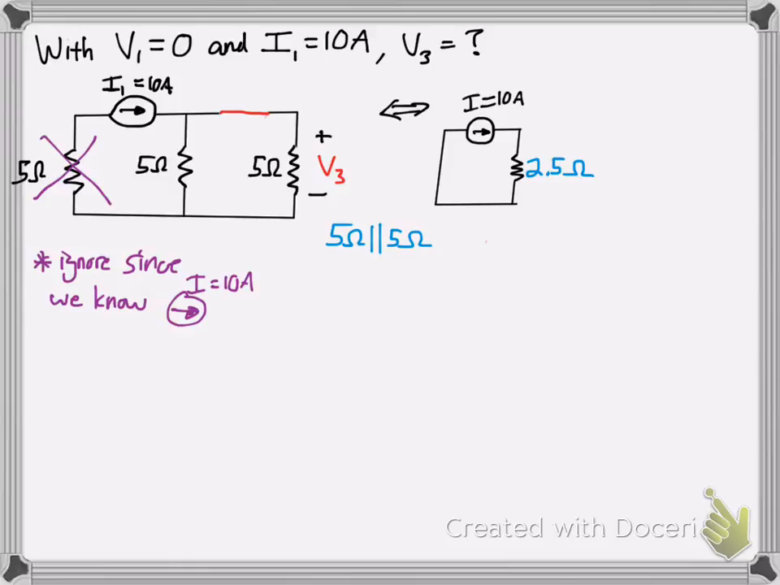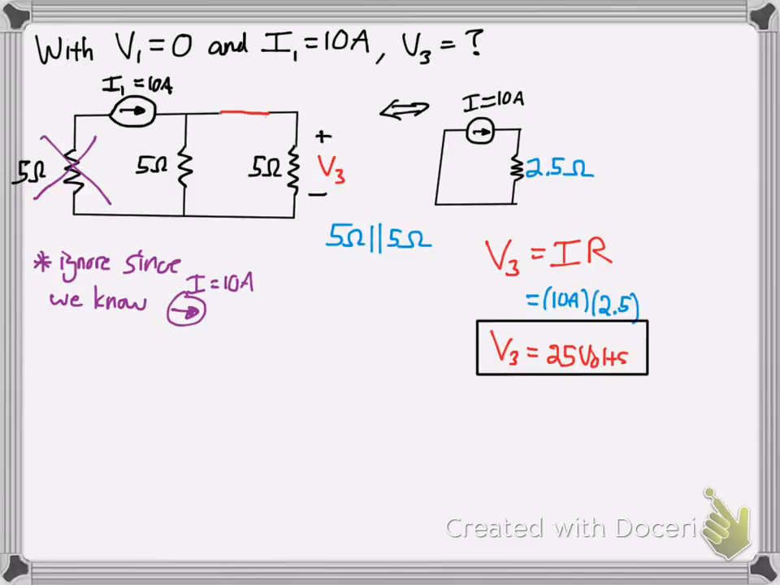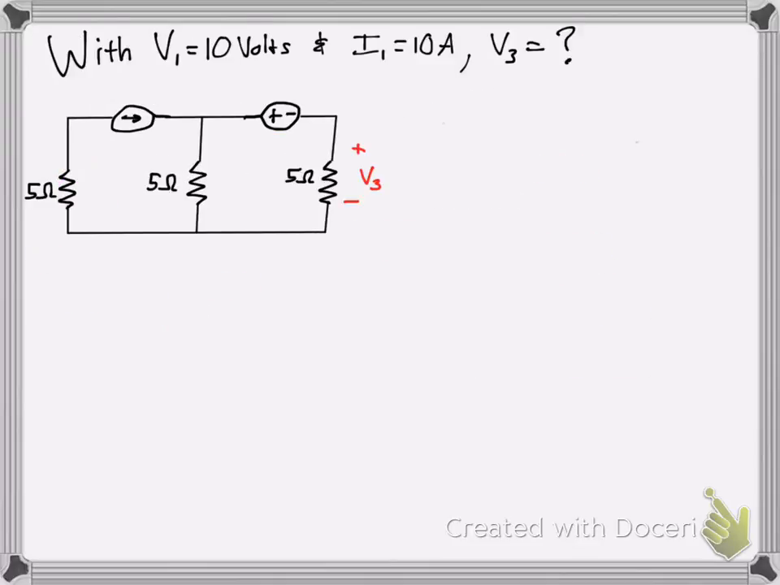So that's how we know what Req is, and we got our simple circuit here, so we use Ohm's law, V3 equals IR. We know the current source is 10, R is 2.5, and V3 is therefore 25 volts. And we were able to do this because this circuit here was in parallel. Cool. Next, part C says V1 is 10 and I1 is 10. What's V3? Well, we plug those in there.